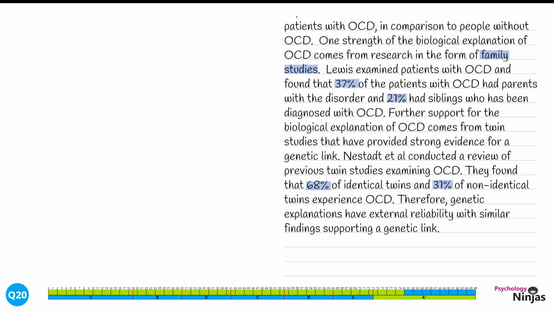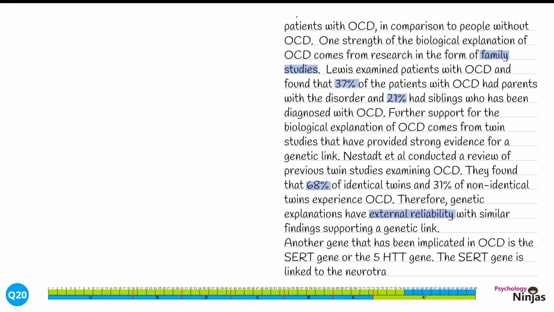Therefore, genetic explanations have external reliability, with similar findings supporting a genetic link. We've shown off our psychological knowledge here by talking about external reliability, that consistent findings have been found with different participants across different pieces of research. We're then going to move into our next piece of explanation.